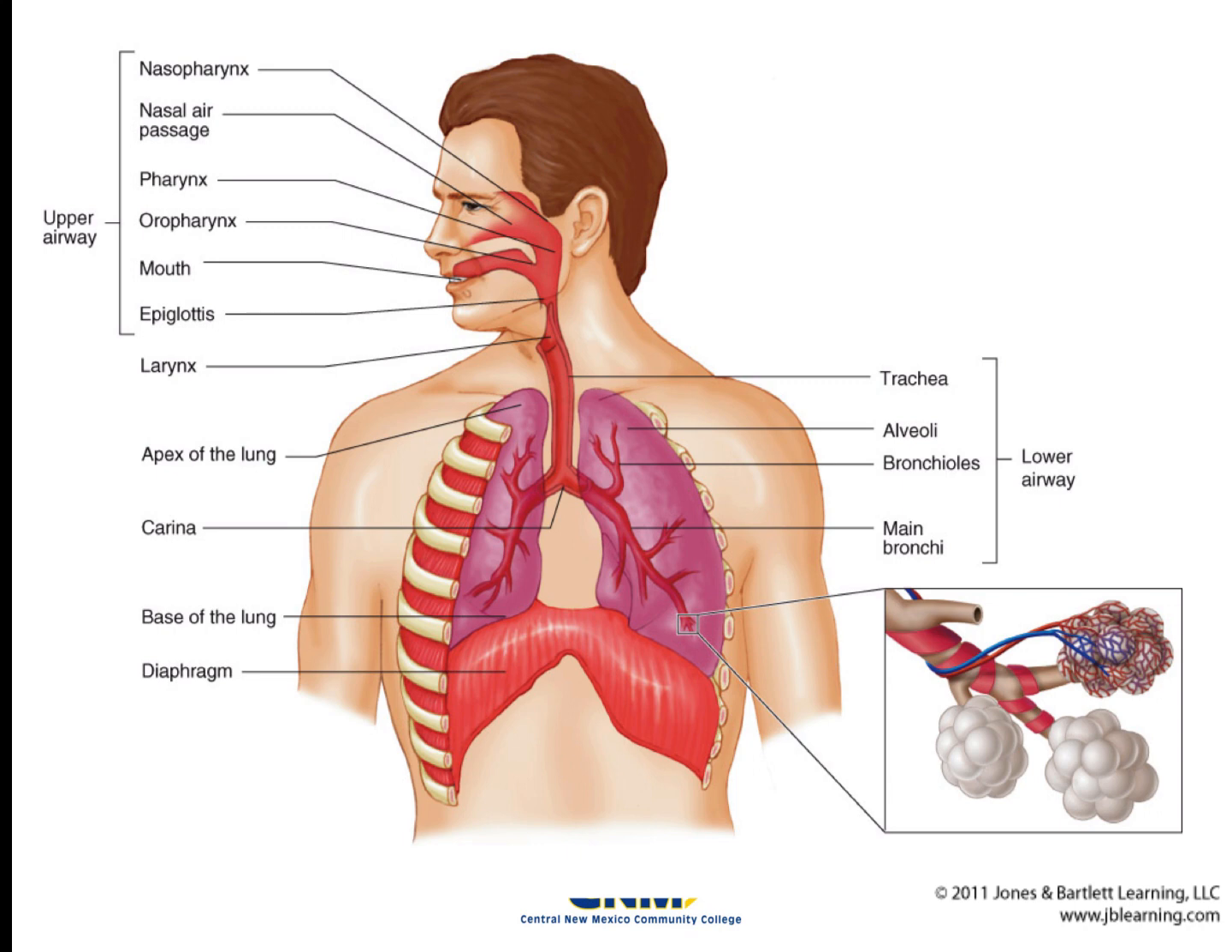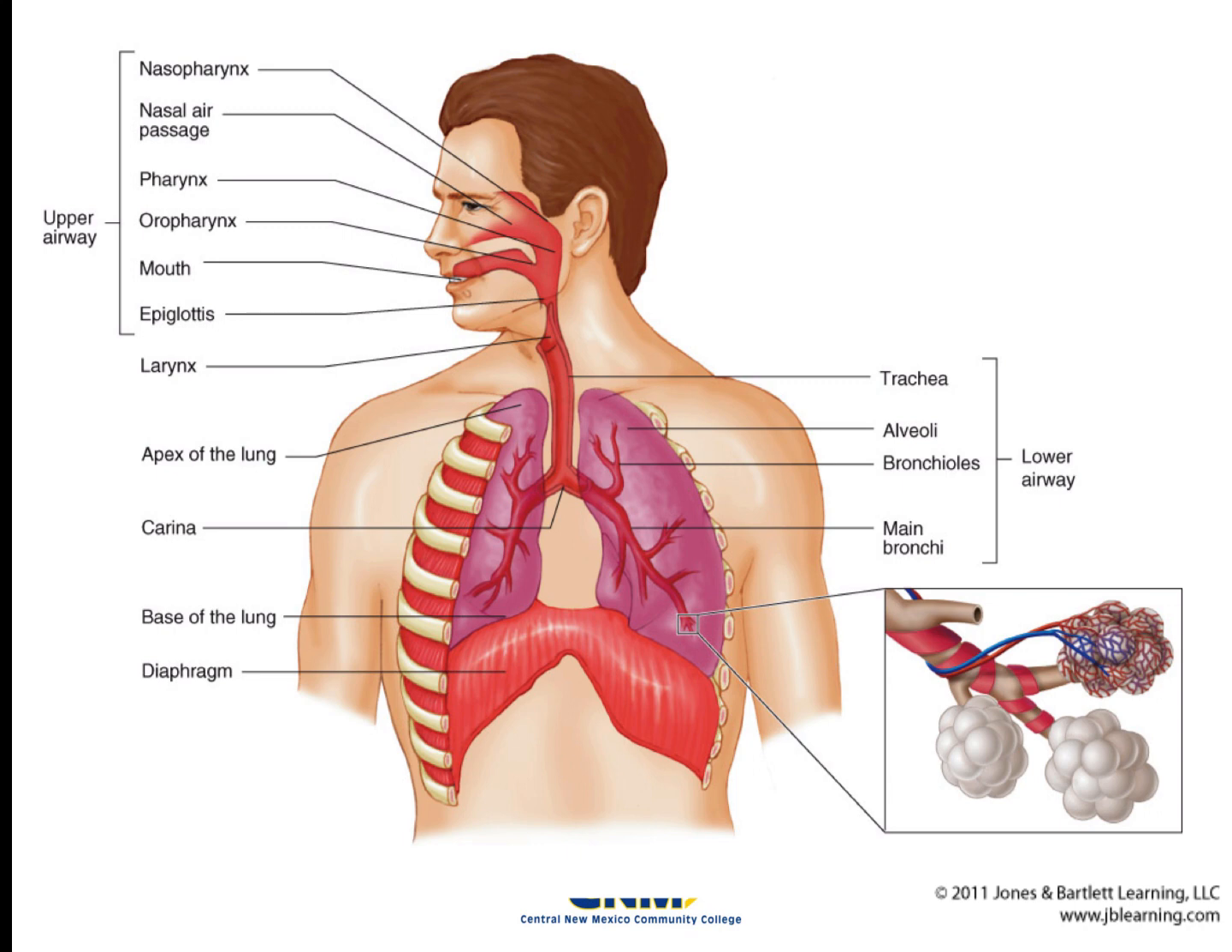The larynx is actually your vocal cords. It contains your vocal cords. It's the structure that separates the upper from the lower airway. Please make sure you know that. The larynx is the structure; your vocal cords are what separate the upper from the lower airway.